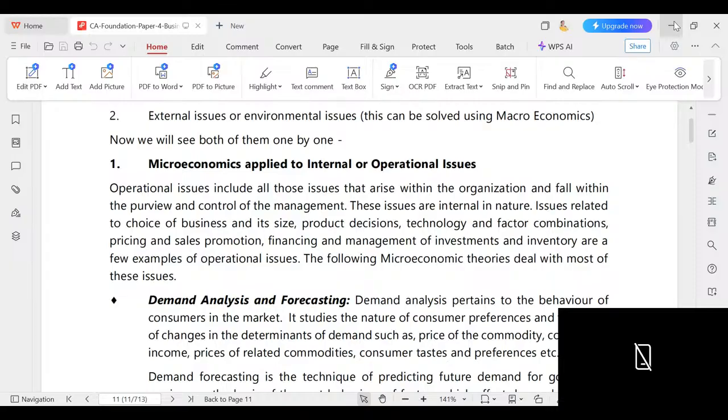Yes, today's class, this is enough. In the next class we will discuss the microeconomic applications to internal or operational issues.